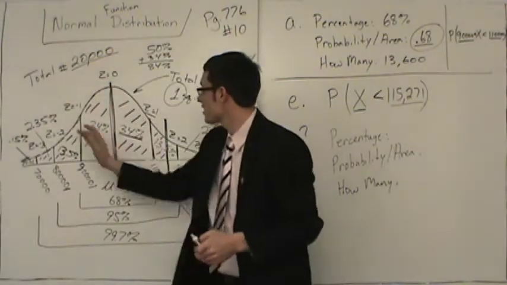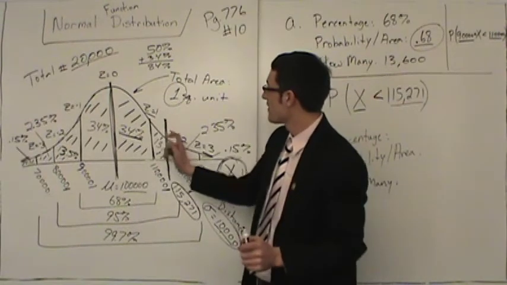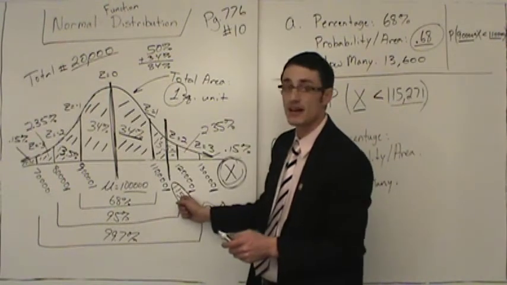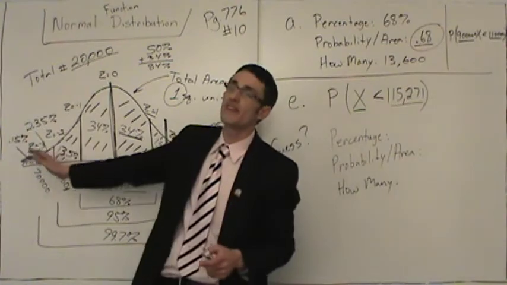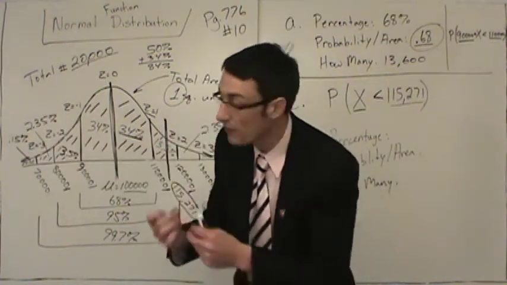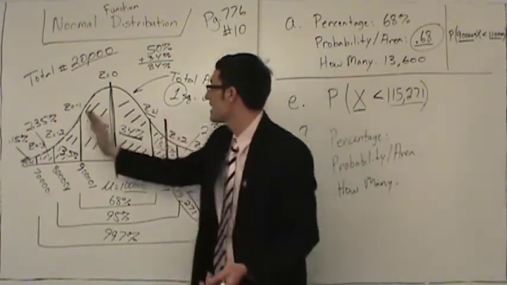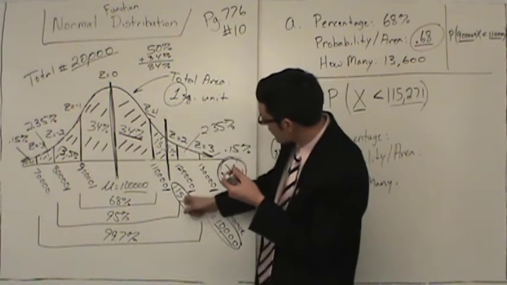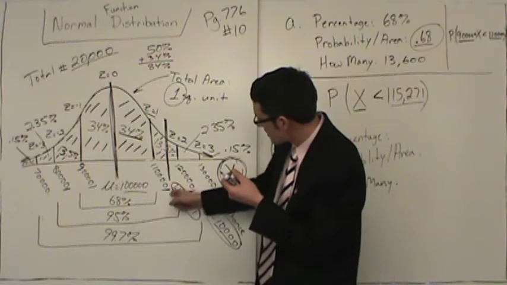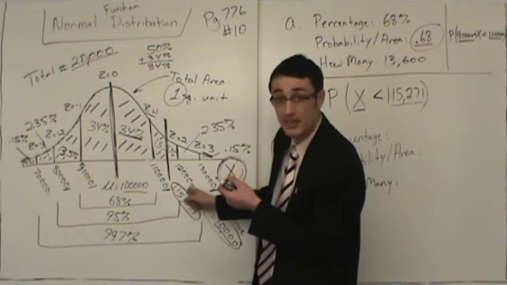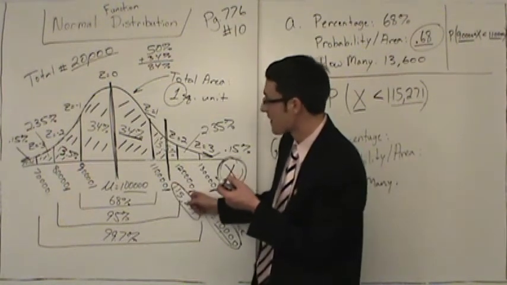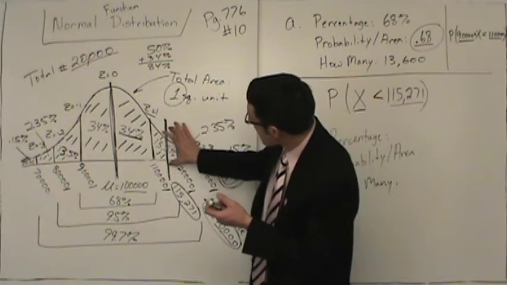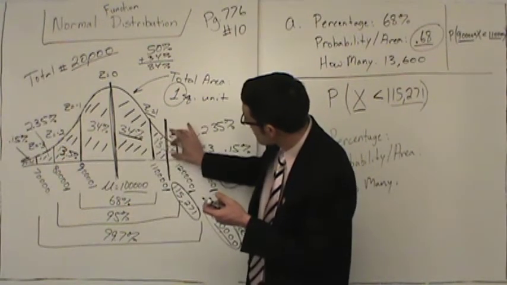So my question is, the area that we're trying to find, the area to the left of 115.271, is that bigger than 84% or less than 84%? Hopefully you say bigger. How much bigger? Well, let's look. Is 115 somewhere between 110 and 120? Yeah, it's a little more than halfway. So we're a little more than halfway in this other area here.